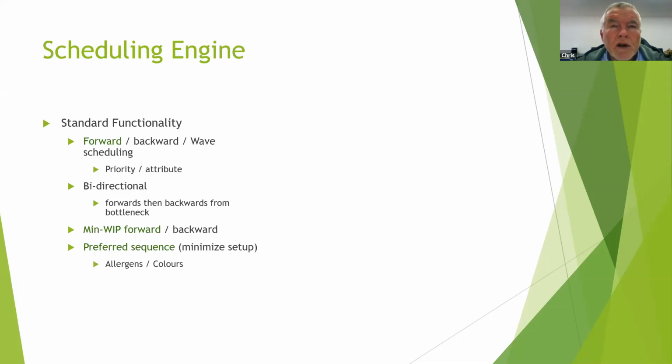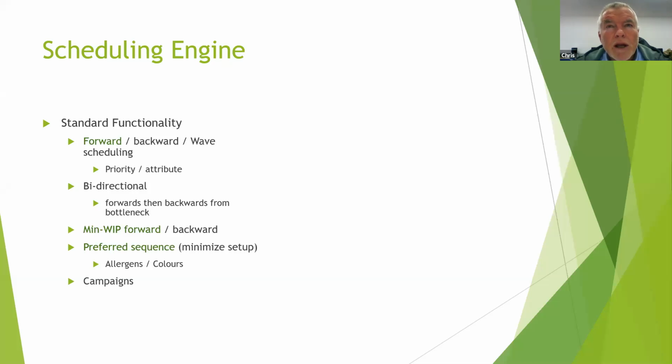Preferred sequence: I want to schedule in some sequence that minimizes setup, and I could be taking into account allergens or colors or some other criteria that impact setup. If I run them in some order, I in actual fact reduce the setup and I get more work out of the plant.